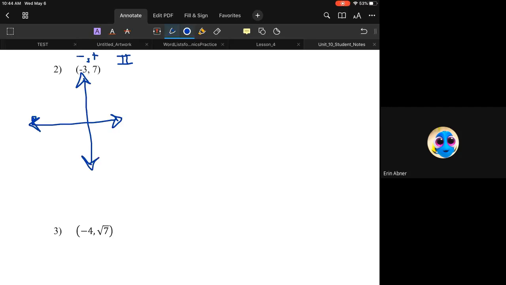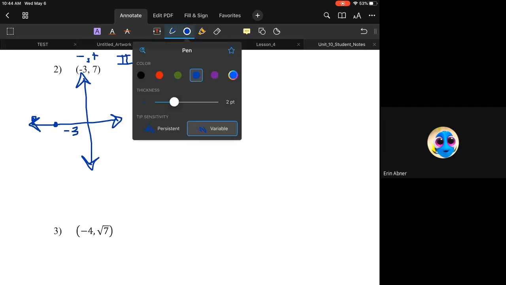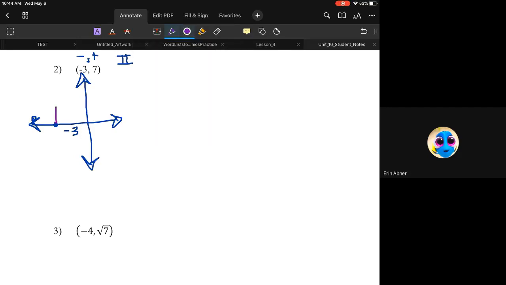All right, so let's look at quadrant 2. I need to go back 3, so negative 3. The actual measurement doesn't really make a difference. I'm not on a coordinate plane, so it doesn't matter. And then I'm going to go up 7. And then I'm going to connect back to my origin. There. That's going to be my R.